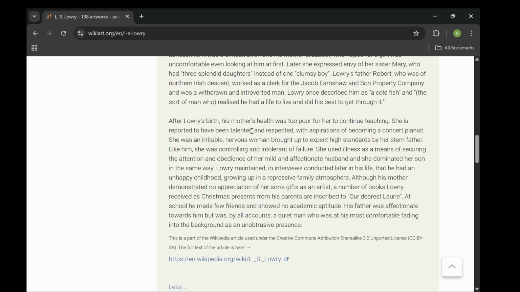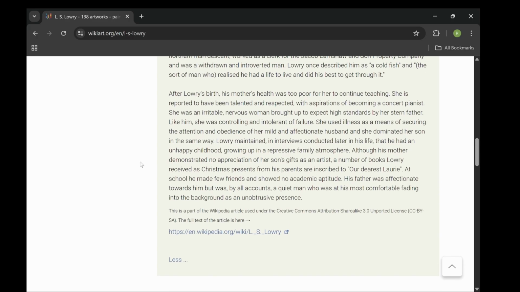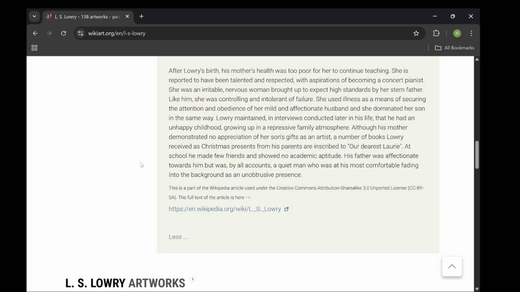Lowry once described his father as a cold fish and the sort of man who realised he had a life to live and he did his best to get through it. Sounds very where I'm from to me. After Lowry's birth, his mother's health was too poor for her to continue teaching. She was reported to be a talented and respected pianist with aspirations of becoming a concert pianist, but she was irritable, nervous, and expected high standards. She had this idea that they'd not quite made it in life and that she deserved better.